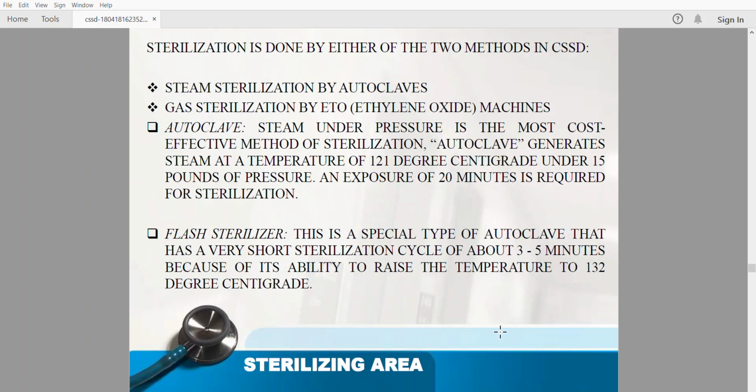Sterilization is done by two methods: steam sterilization by autoclaves, or gas sterilization by ethylene oxide machines. Autoclaves: steam under pressure is the most cost-effective method for sterilization. An autoclave generates steam at a temperature of 121 degrees centigrade under 15 pounds of pressure. Flash sterilization is a special type of autoclave that can run a very short sterilization cycle of 3 to 5 minutes because of its ability to raise the temperature to 132 degrees centigrade.